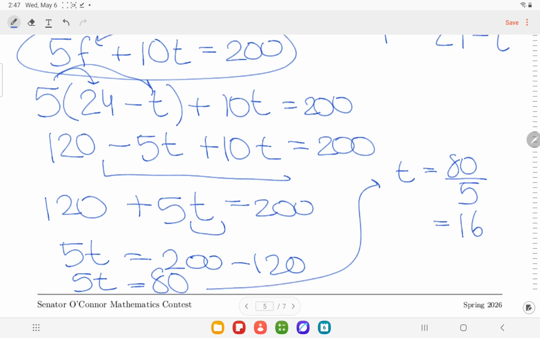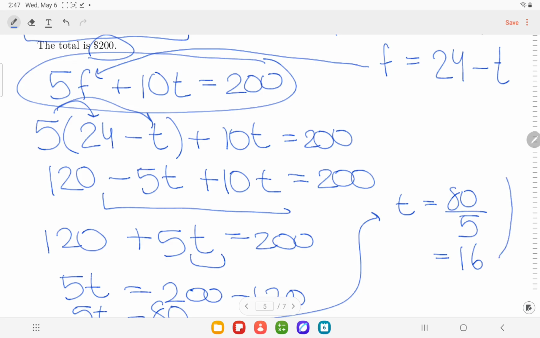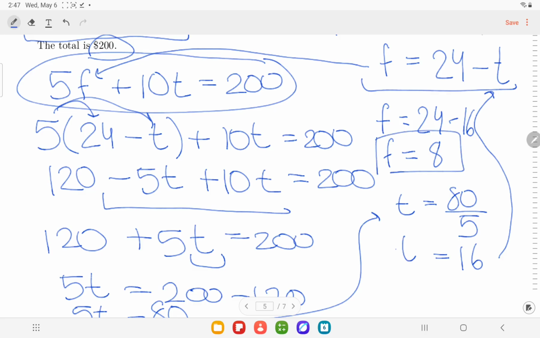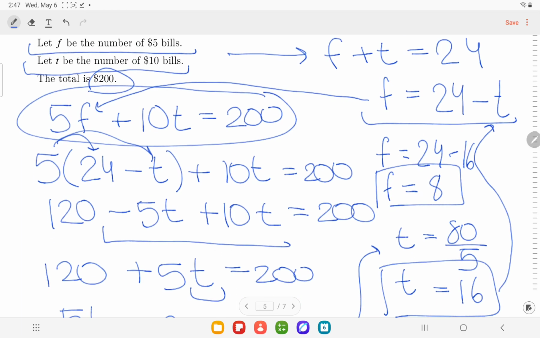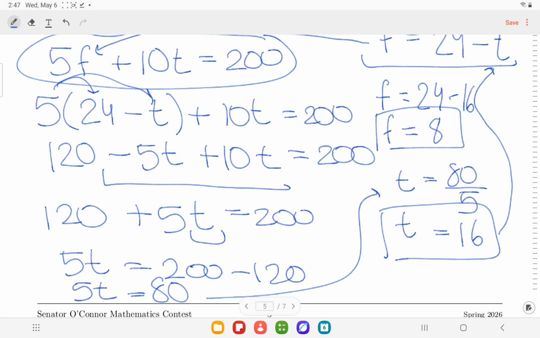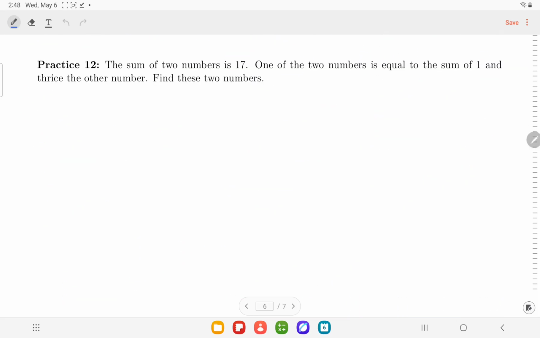And then to find our f, we're going to use this equation here and plug our t in. So our f is going to be 24 minus 16, which is 8. So Shayna has 8 $5 bills and 16 $10 bills. So we're going to do 2 more practice problems.